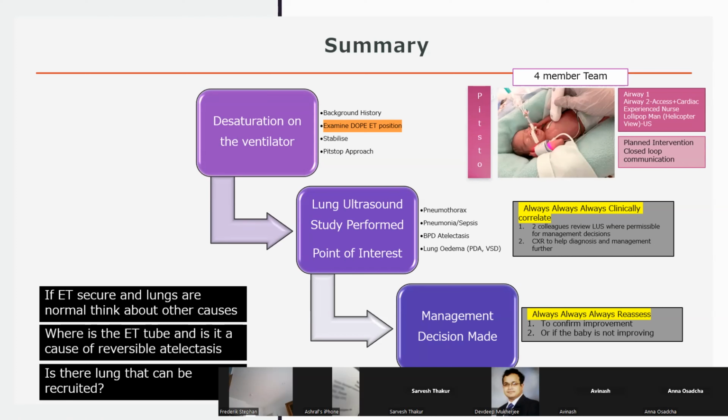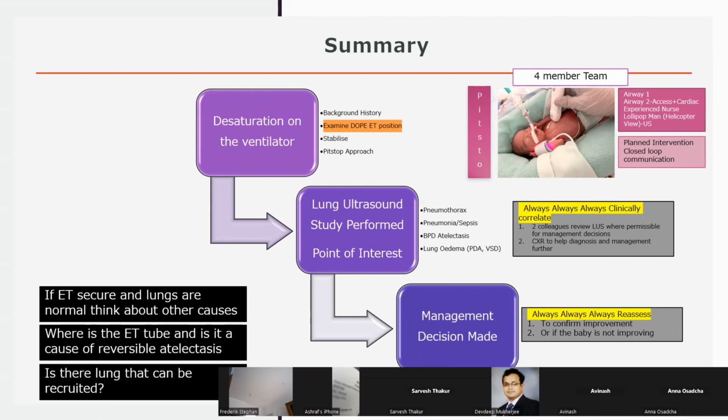You continue it while the baby's stable. And more importantly, be aware that these are babies who can pop. If they do pop, please be aware that you might need to reassess them very quickly. A lack of improvement should not mean that your recruitment maneuver is not working. It might also mean that you've developed a pneumothorax. It might be that you've got pneumonia or a consolidation that's not recruitable, and you need to consider the alternatives.